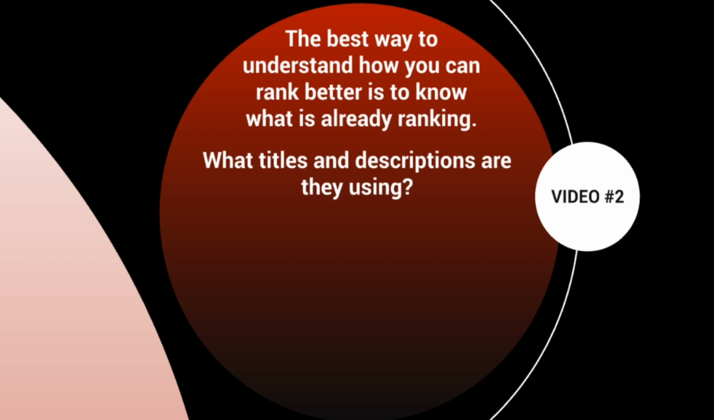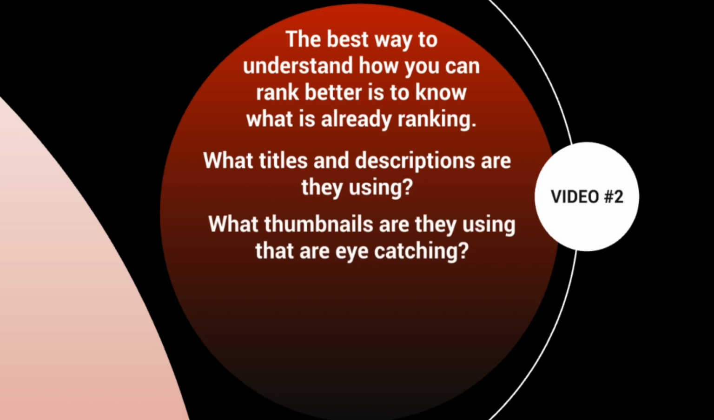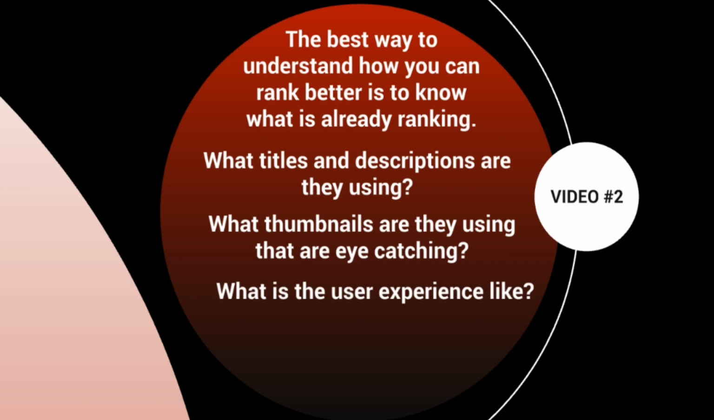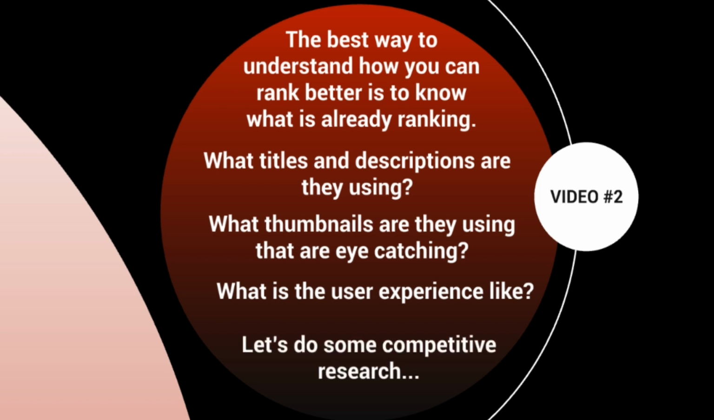So let's talk about competitive research. You see, the best way to understand how you can rank better is to know what is already ranking in your niche or your market. So what we want to do here is analyze the videos that are on top. And I want you to specifically look at what titles and what descriptions they are using, and what thumbnails they are using that are eye-catching. And what is the user experience like when you click through those videos? So let's go ahead and do some competitive research.